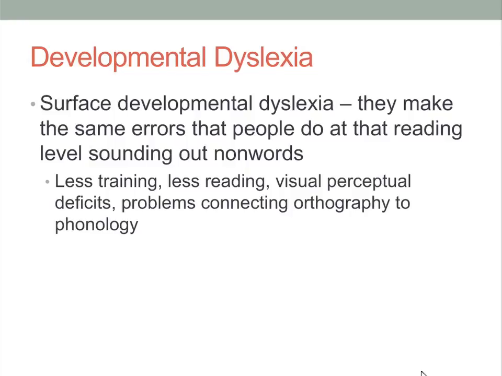So surface dyslexia is the non-sound issue. So we make the same errors people do when reading at sounding out non-words, because I don't have anything in my lexical pathway to point me what to do. And so people who have this sort of problem are usually reading less, they have visual perceptual deficits, so they have trouble just looking at the words, the letters on the page, and they can't connect that orthography to the phonology. So I can't even segment the words out to make those sounds.